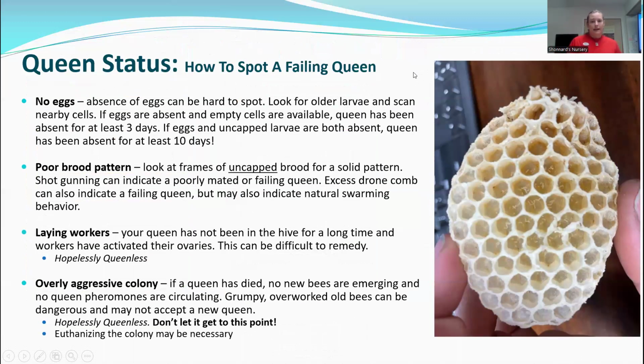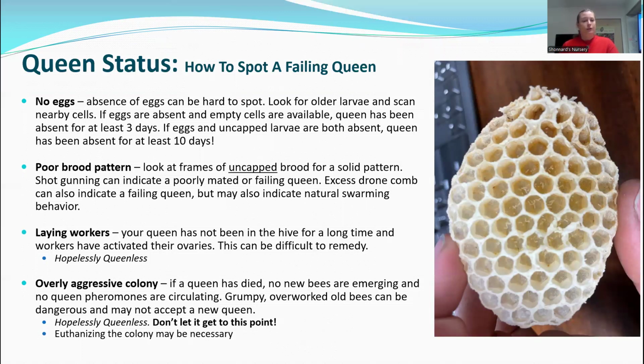So, queen status: how to spot a failing queen. There are a lot of signs, and it's important to go in regularly so that you don't get to the point where you're having laying workers. Laying workers are really difficult to remedy. It's possible, but you really don't want to get to this stage.